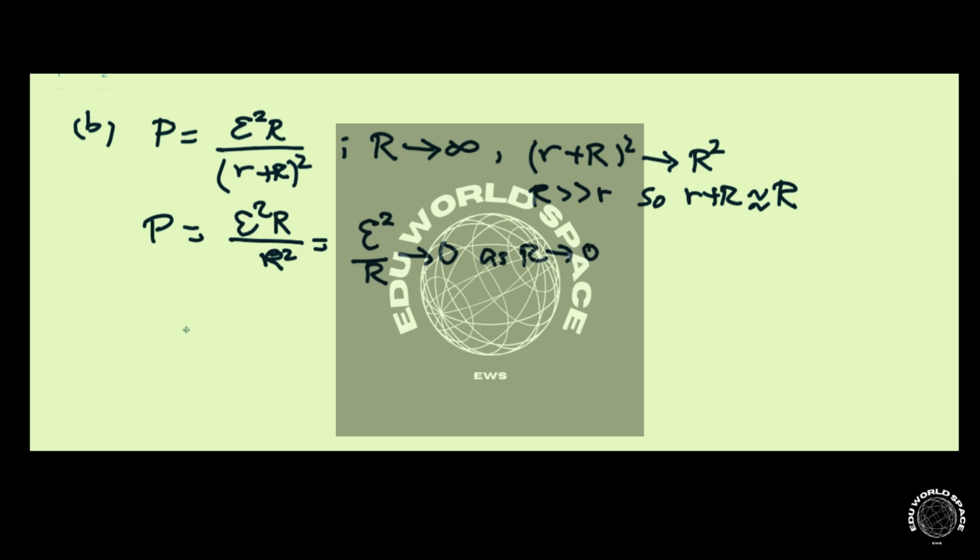So in both cases, we call them the limiting cases. As R goes to 0, P goes to 0, and as R goes to infinity, P goes to 0. So at either end, basically you have P going to 0 when R is very small, and P goes to 0 when R is very large.